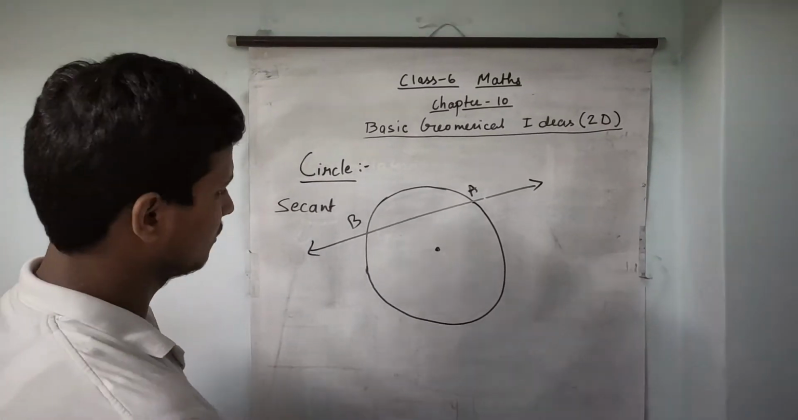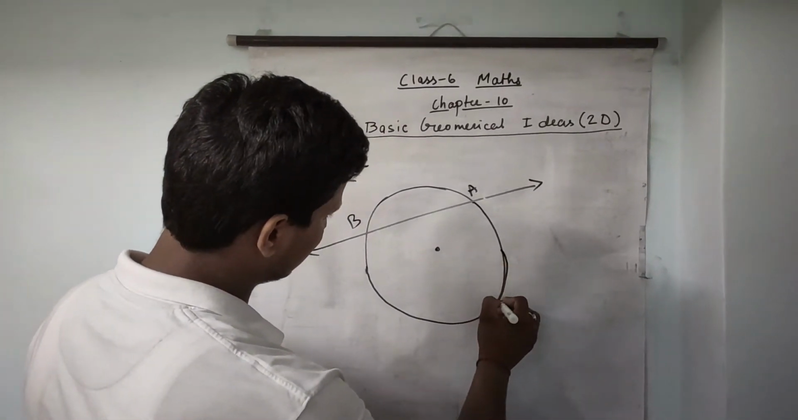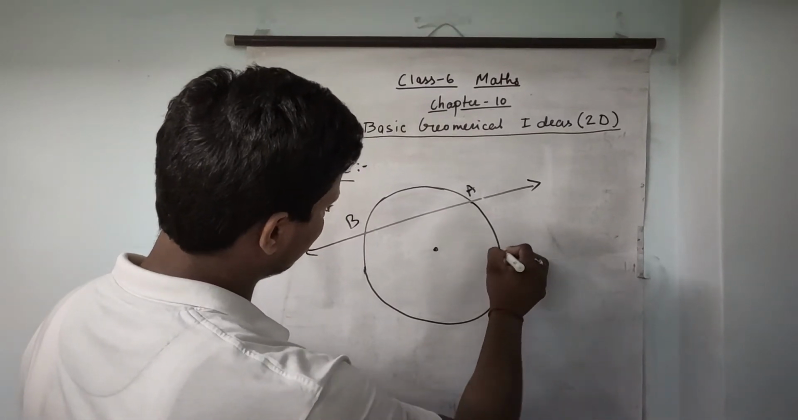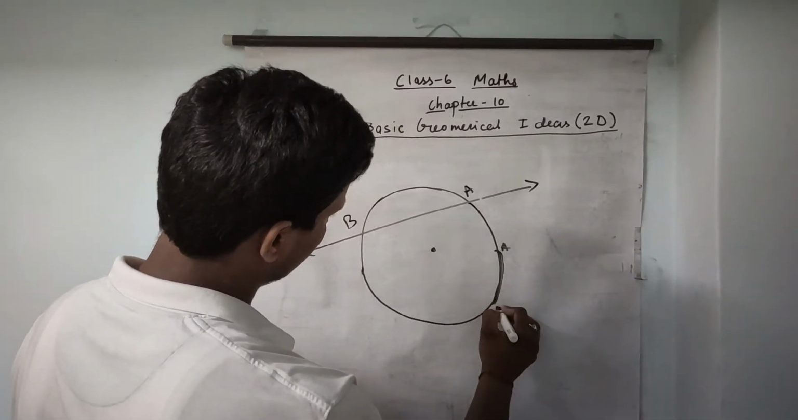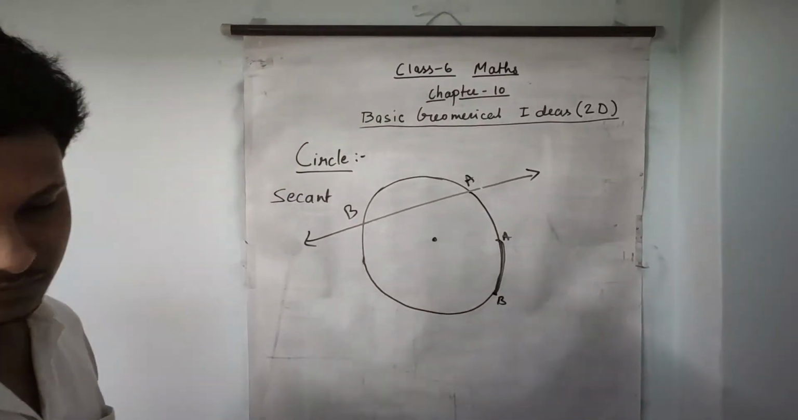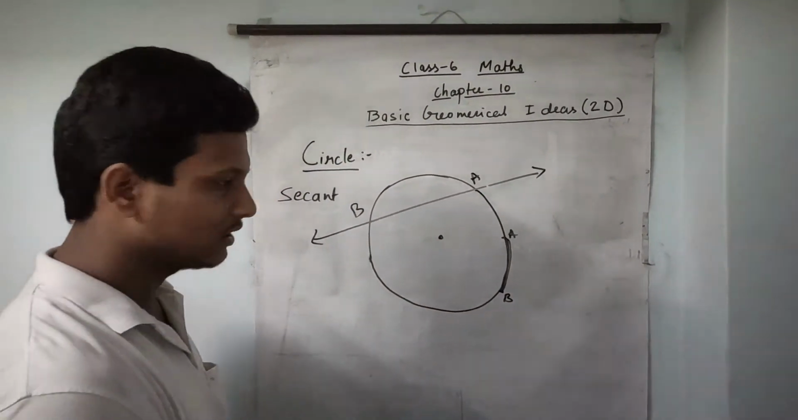Next is arc. Any part of the circle, like this part that we have taken, is called an arc, arc AB. So this is called the arc of the circle.